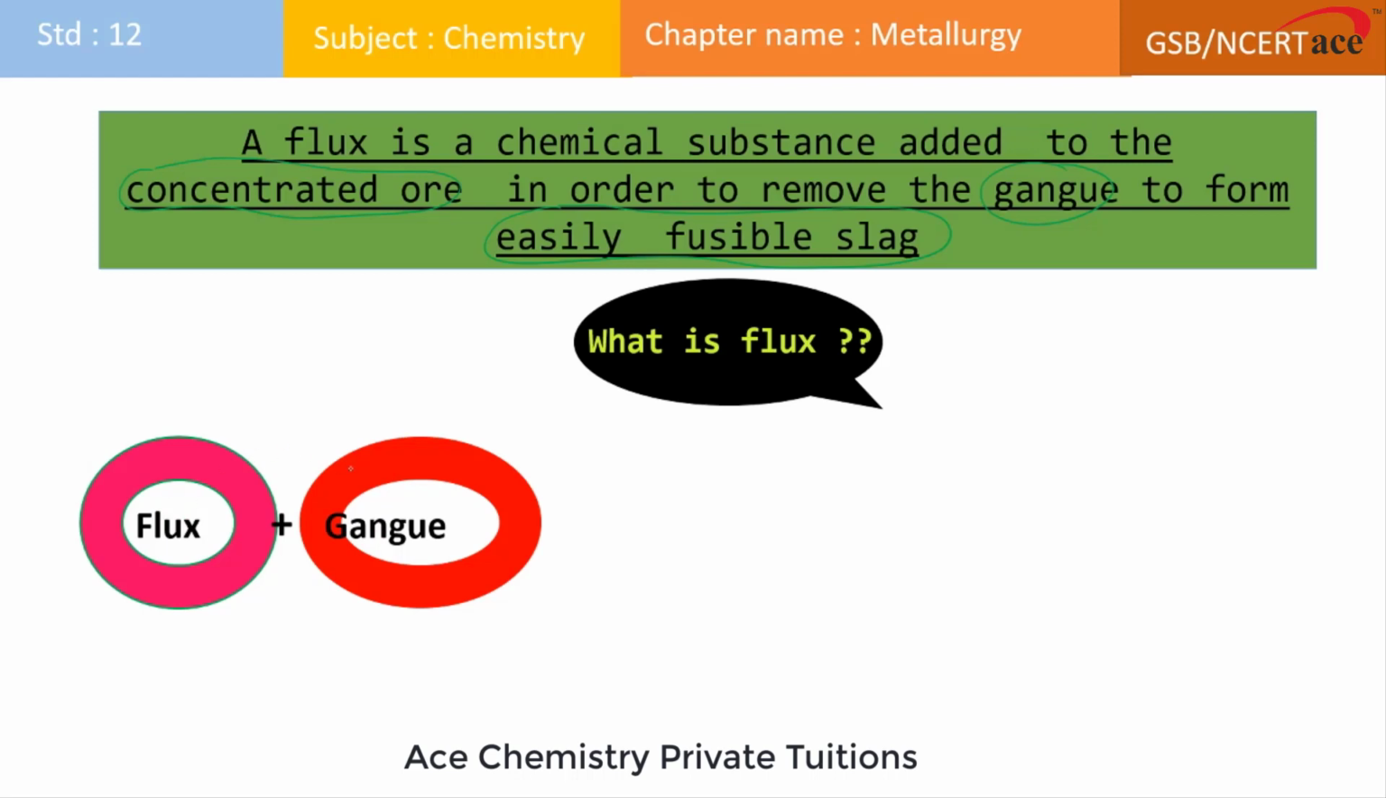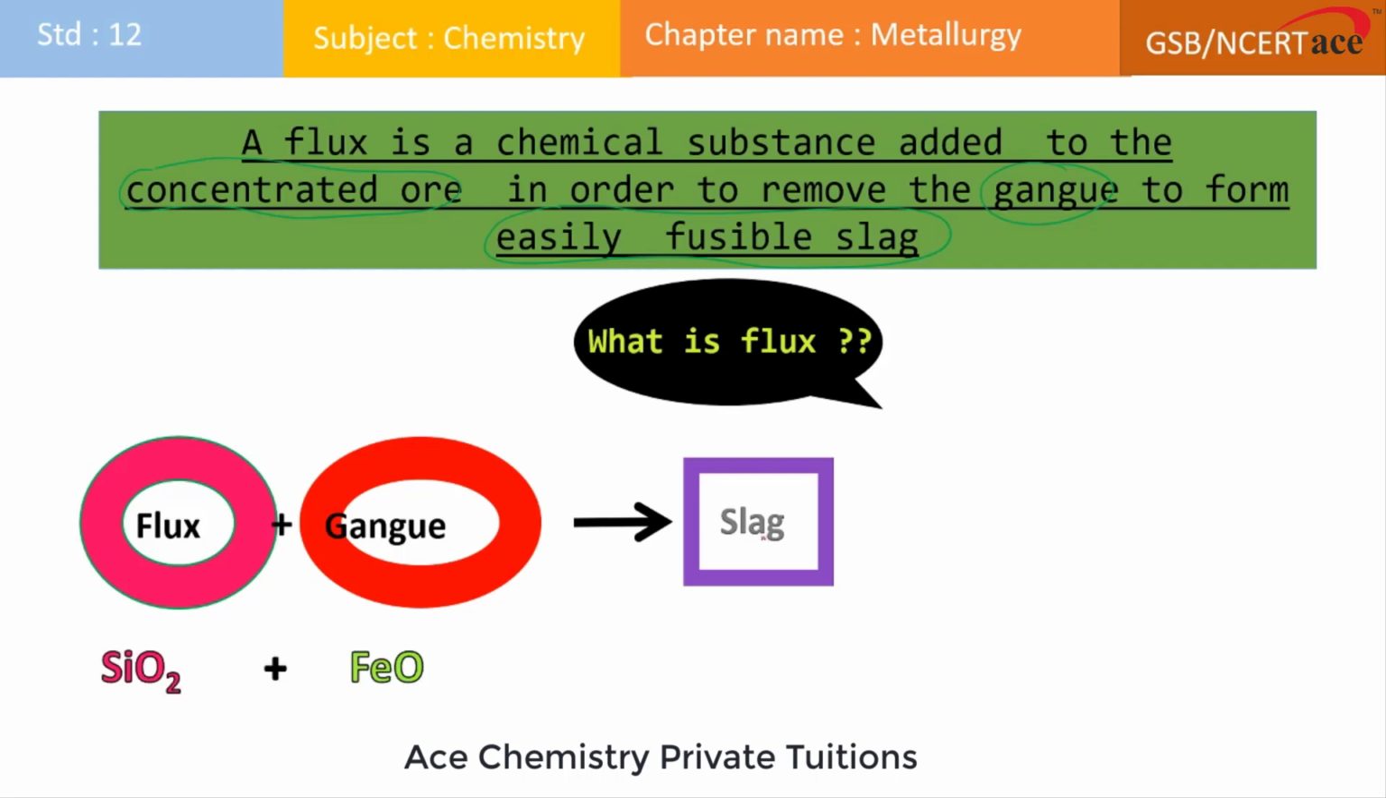So if you add flux with the concentrated ore, then this flux combines with the gangue and forms an easily fusible mass of the impurities. This easily fusible mass of the impurities is referred to as what? Slag. The slag can be easily removed from the metal compounds. So please remember this equation: flux combines with gangue and forms an easily fusible mass, and this easily fusible mass is referred to as what? Slag.